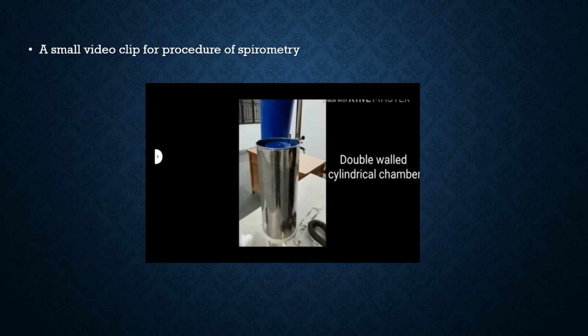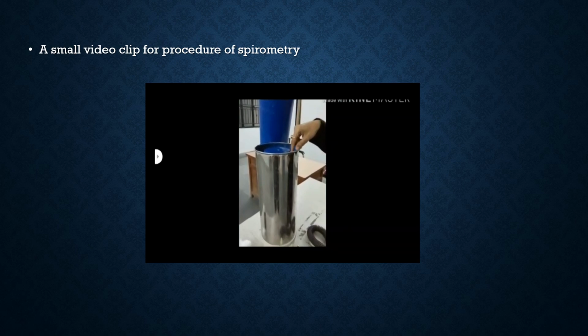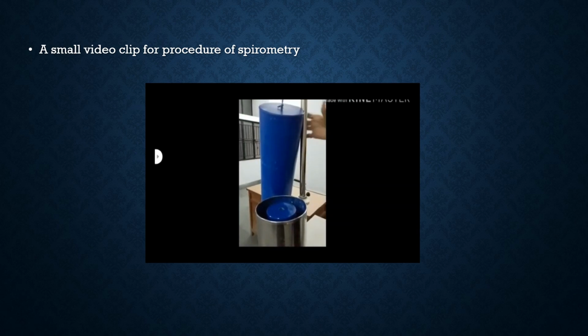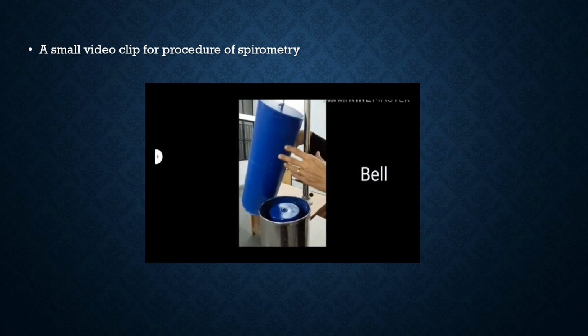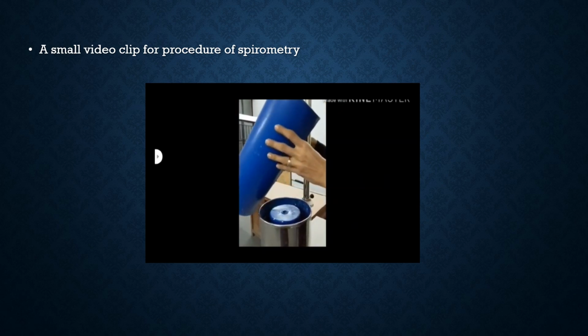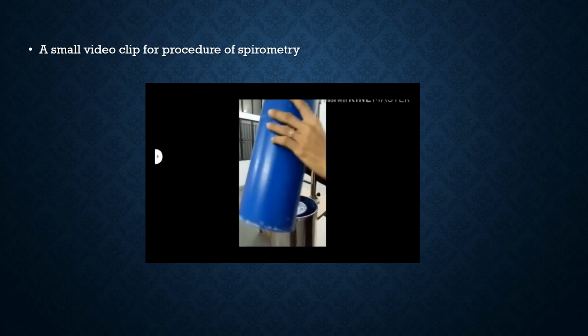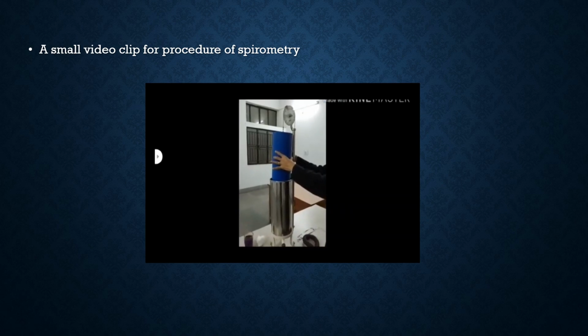Spirometer consists of double-walled cylindrical chambers. In between these 2 cylinders there is water, and this is to maintain an airtight seal. Next part is the bell. It is a cylinder of 9-liter capacity made of lightweight metal, which dips into this water from above. This is the bell, you can see.